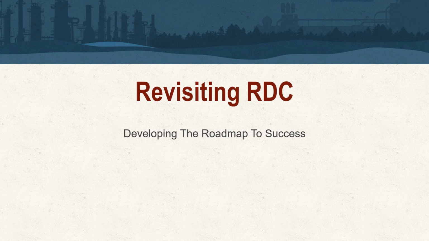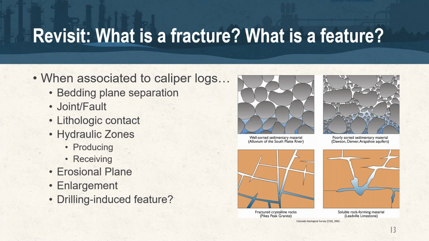So a quick revisit to the RDC. Again, this is our roadmap. This is our approach. I'm going to start with actually revisiting what is a fracture, what is a feature. There's different types of fractures and features in any drilled borehole that we're going to run into. They could be naturally occurring. They could be man-made, from the drilling process. All these features are important to us.